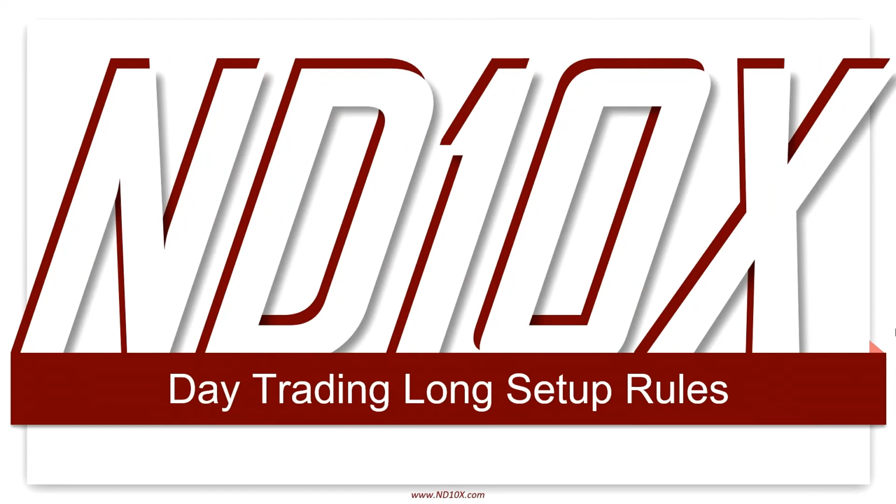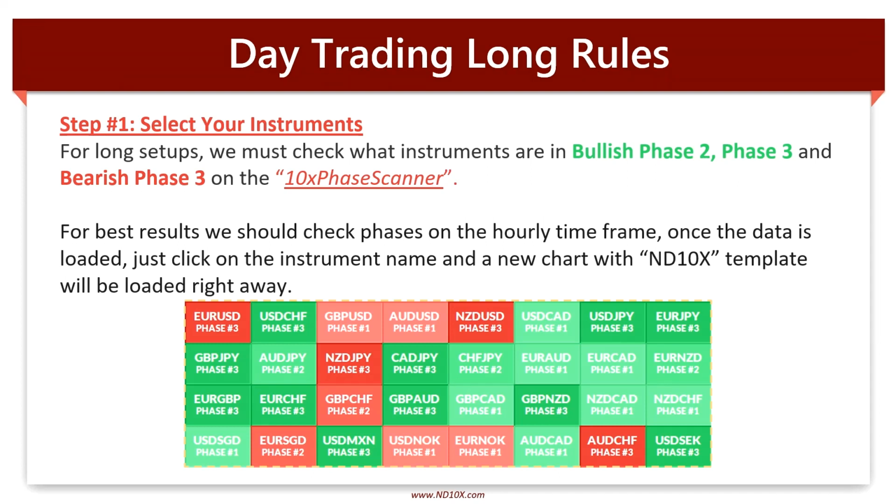Day trading long rules. Step 1. Select your instrument. For long setups, we must check what instruments are in bullish phase 2 or bullish phase 3, and also bearish phase 3 on the 10x phase scanner. For best results, we should check phases on the hourly time frame.